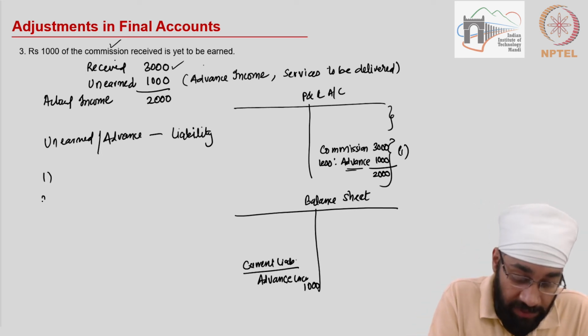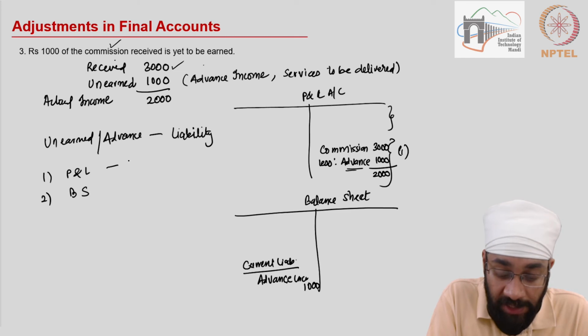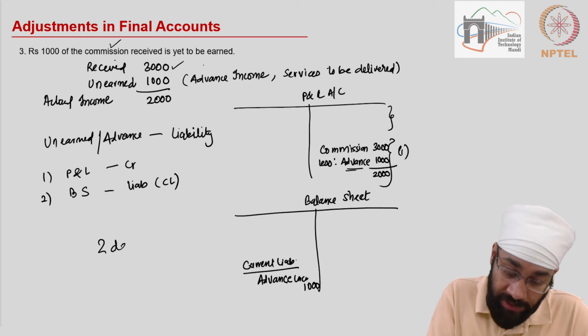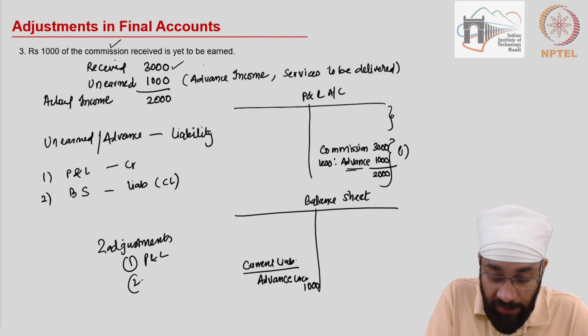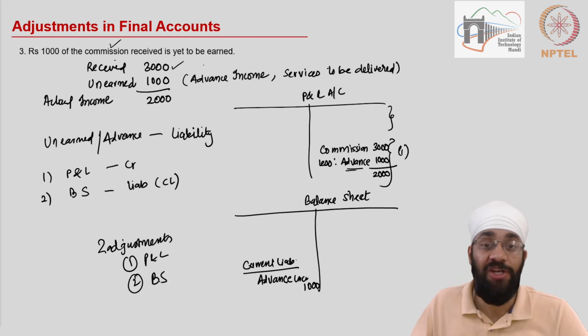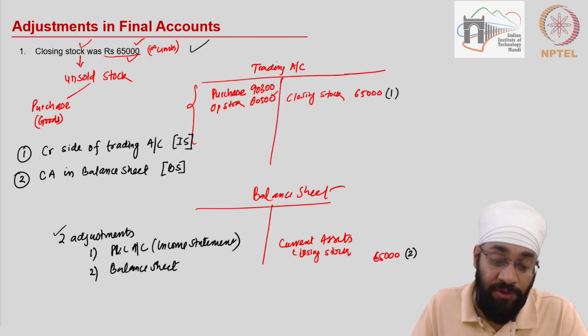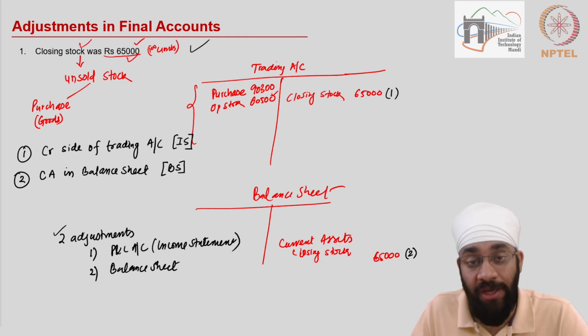So the two impacts again are one of them is in the profit and loss account, the other one is in the balance sheet under the liability side under current liabilities. So two adjustments, one being in the profit and loss account, the other one being balance sheet. This is same as what we had for the last two transactions. So clearly a trend is emerging.